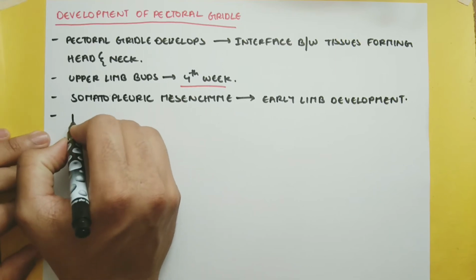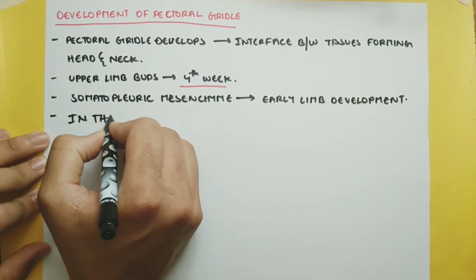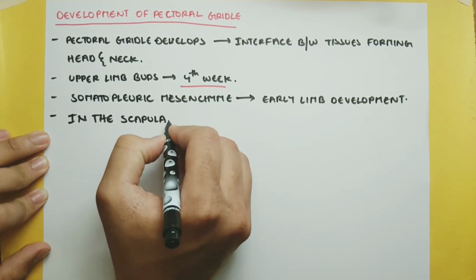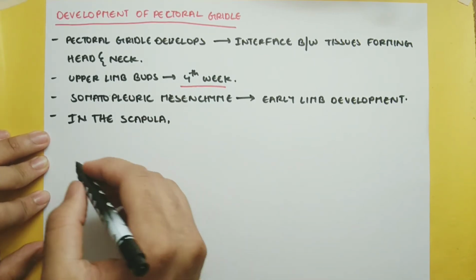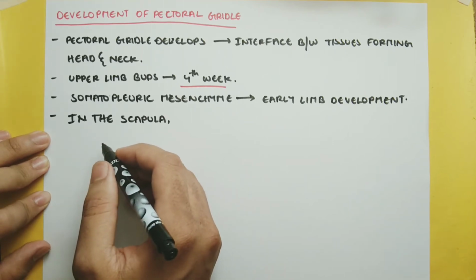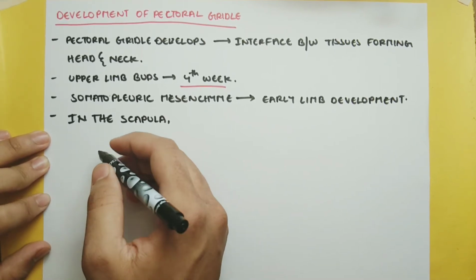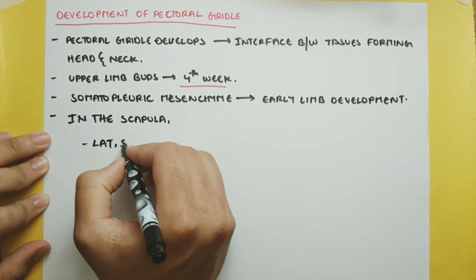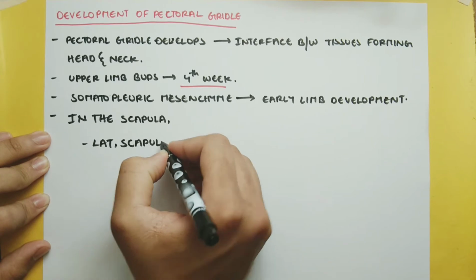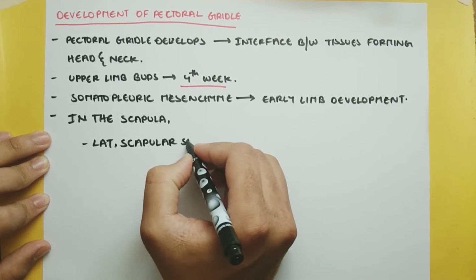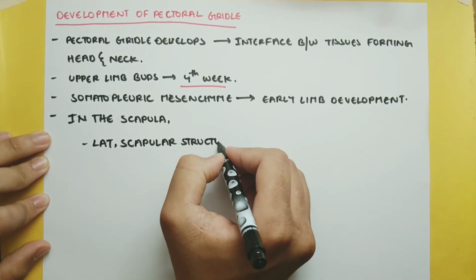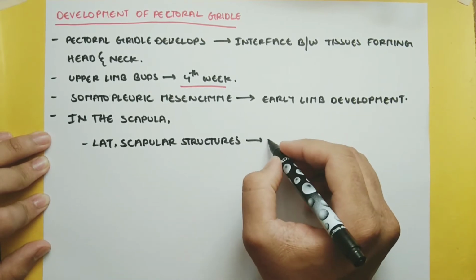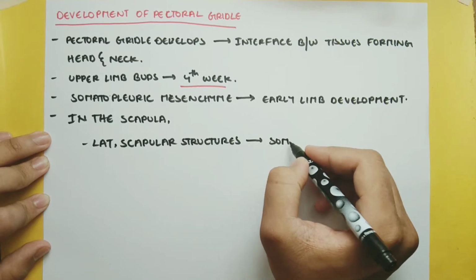Now comes the scapula. In the scapular region, the lateral scapular structures are also derived from somatopleuric mesenchyme.